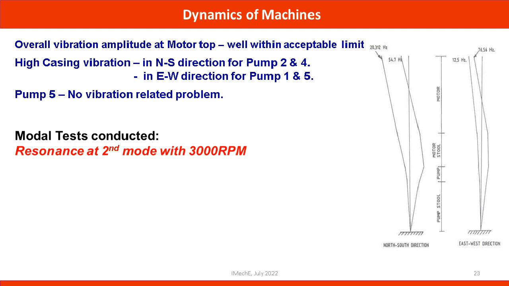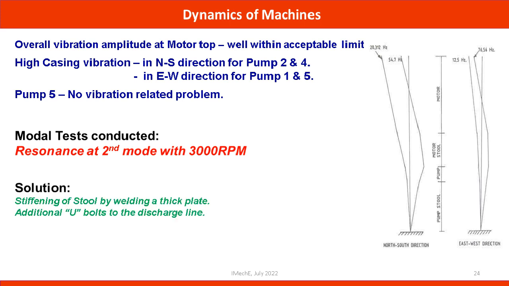And if you look at the mode shape at the second natural frequency, it is showing high vibration at the casing. So once you know the dynamics, you know the problem. So you're not trying to solve the problem by a trial and error approach. The moment we see there is a natural frequency close to RPM and it is resonating at the second mode, then we start looking into where to put the stiffener to change the second natural frequency.